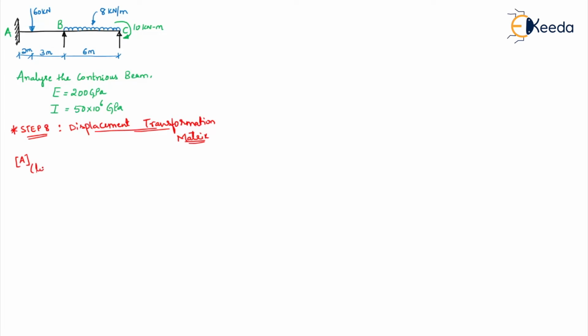Please don't forget, it is local into global. What is your local coordinate? 4. What is your global coordinate? 2. So this will be your displacement transformation matrix. Now how do you find it? You have to basically apply unit displacements.